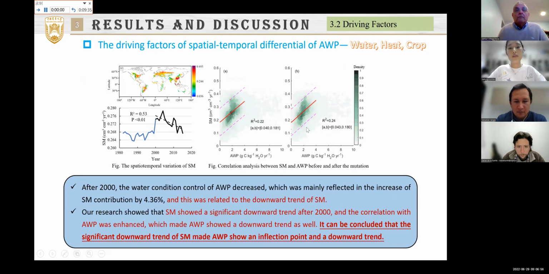And this was related to the downward trend of soil moisture. Our results showed that soil moisture showed a significant downward trend after 2000, and the correlation with AWP was enhanced, which made AWP show a downward trend as well. It can be concluded that the significant downward trend of soil moisture made AWP show an inflection point and a downward trend.